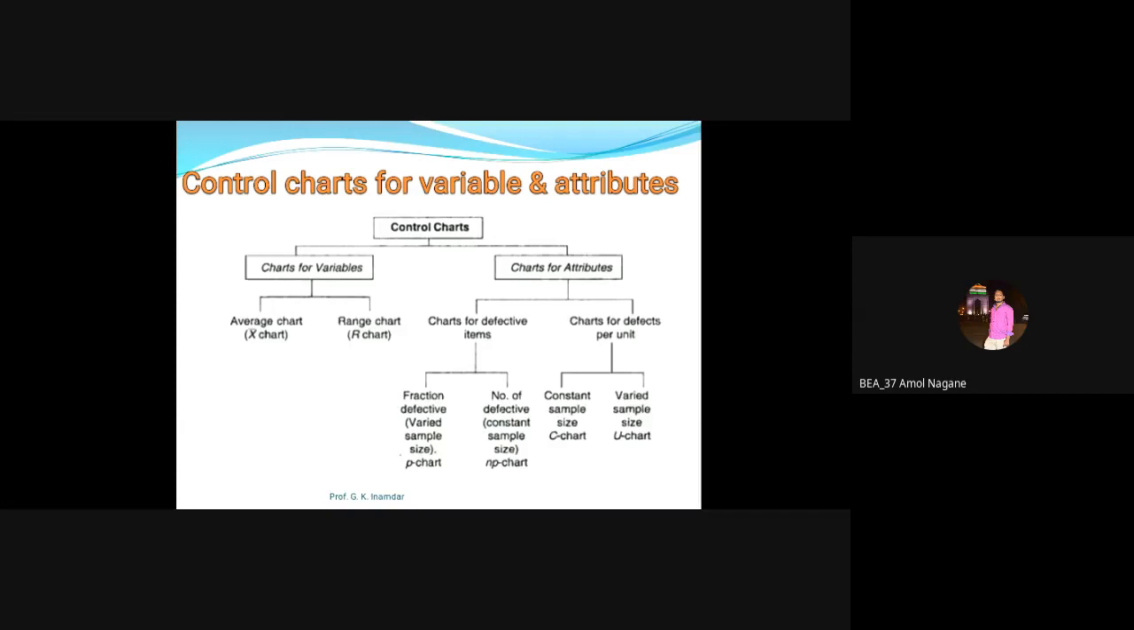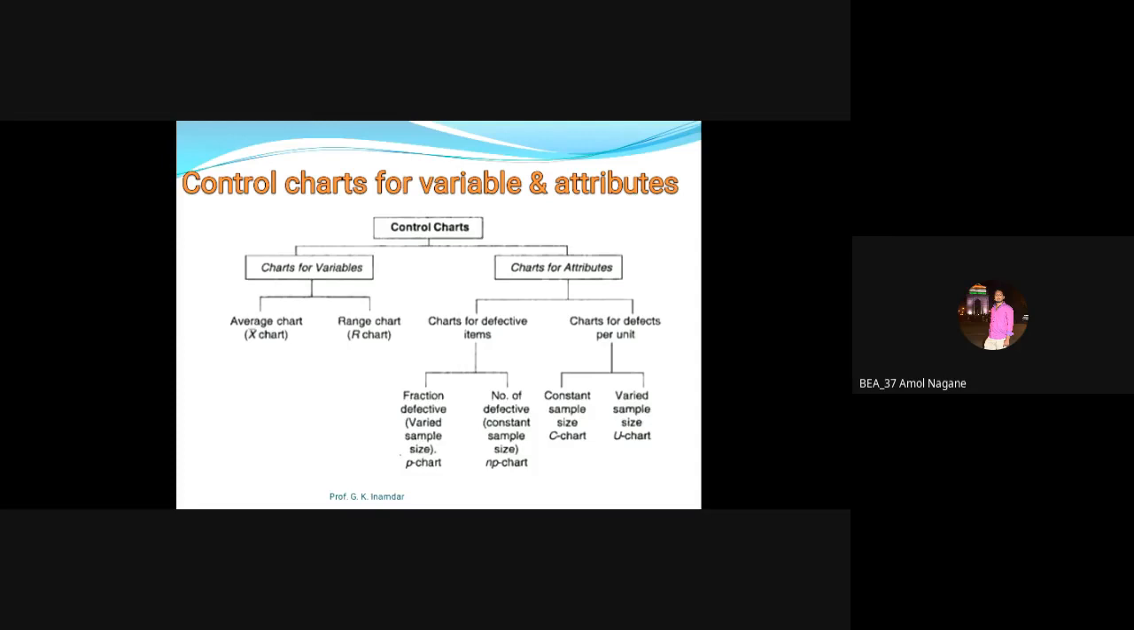So control charts for variables and attributes. Basically, there are two types of control charts: charts for variables and charts for attributes. For the charts for variables, there are the average chart and the range chart, the X chart and R chart, which we will discuss. This is a data representation method.